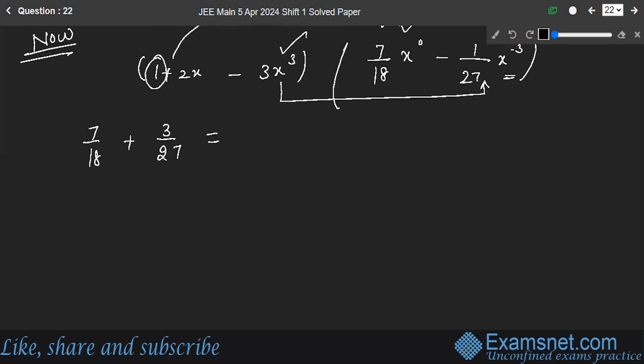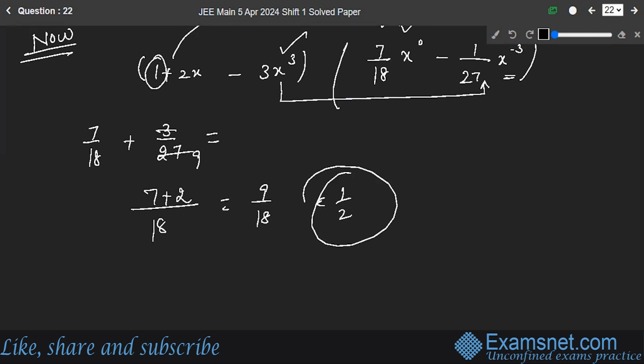18 and 27, the LCM. First of all, this is 9, right? Okay, now it's quite easy. So 7, LCM is 18. 7 plus 2, you have 1 by 2. This is the answer. Okay, no, this is your P. What I want to find out was 108P.